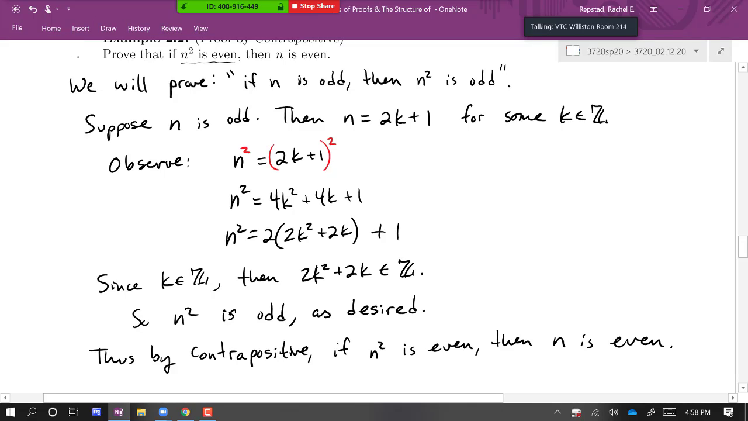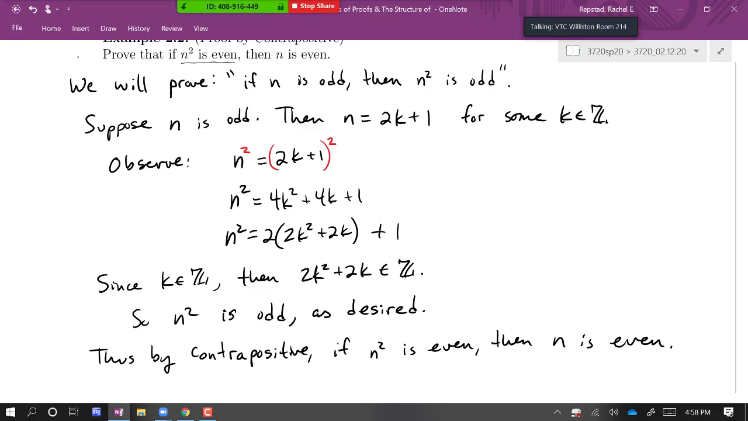Questions about this one? I had a feeling that you were going to approach this one for the contradiction one. Yeah, it's a classic.